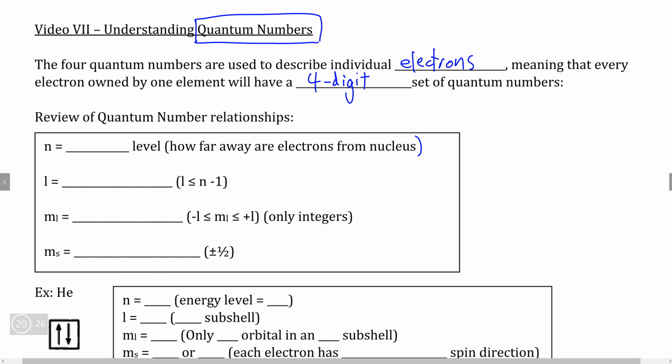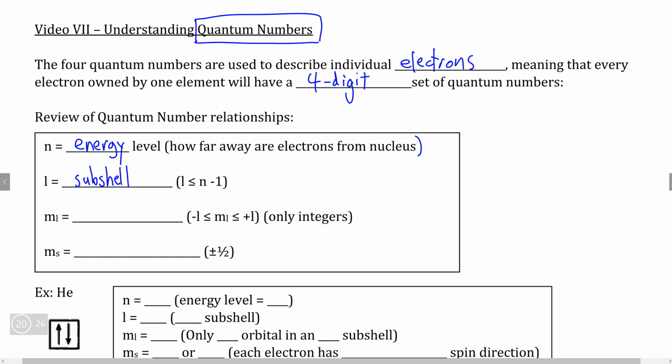The first number, the principal quantum number n, is the energy level, which represents how far the electron is away from the nucleus. The second quantum number, our angular momentum quantum number, represented by L, is the subshell quantum number, which represents the type of 3D space where the electron is located. The relationship that L has with n is that L can be any integer as long as it is not bigger than n minus 1.